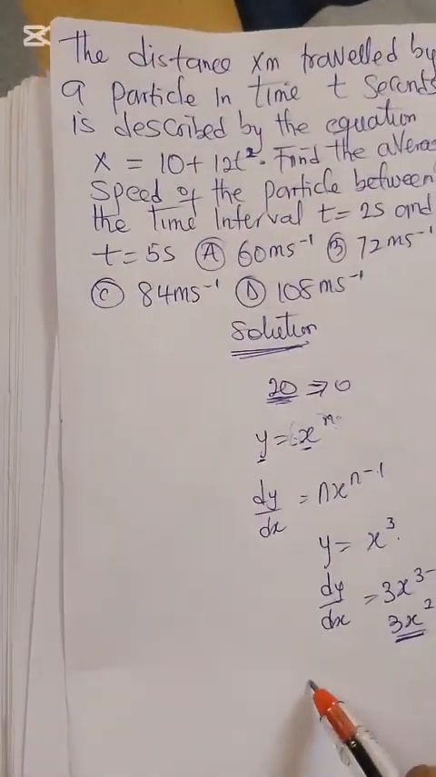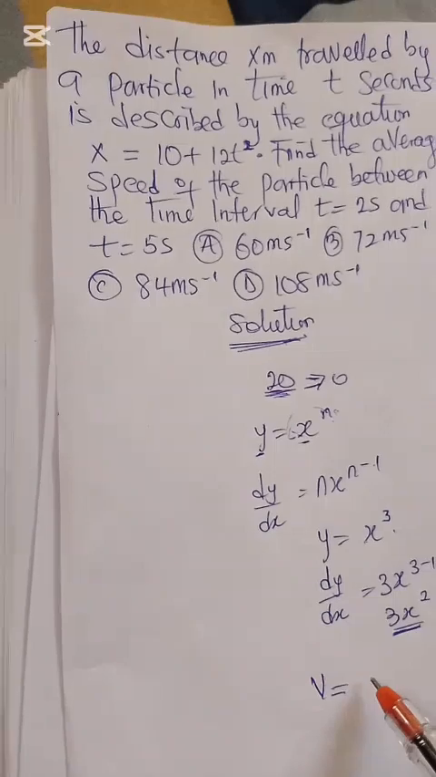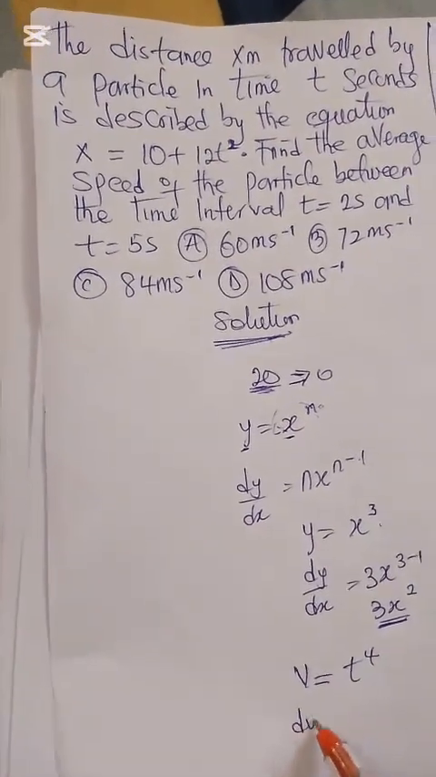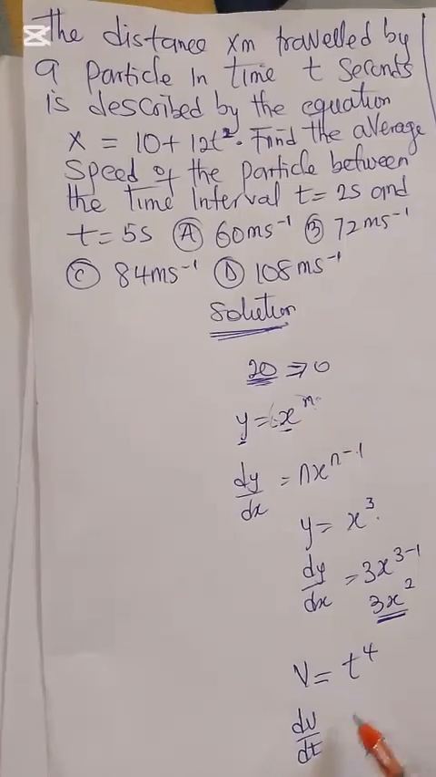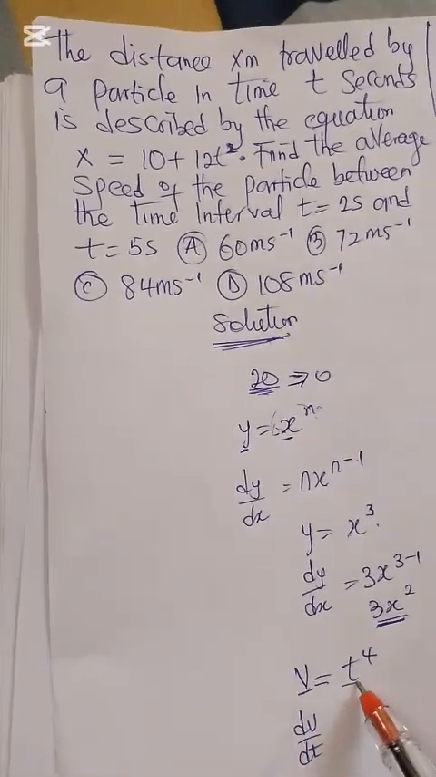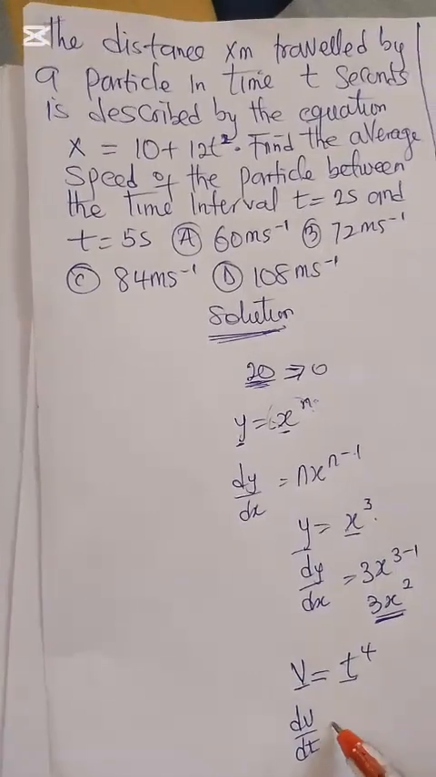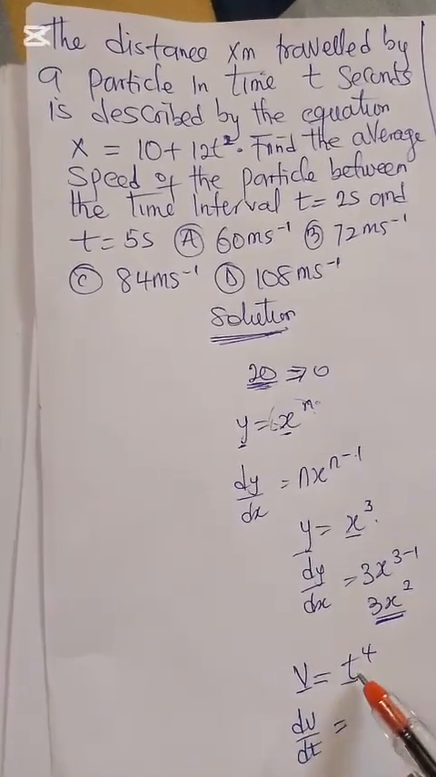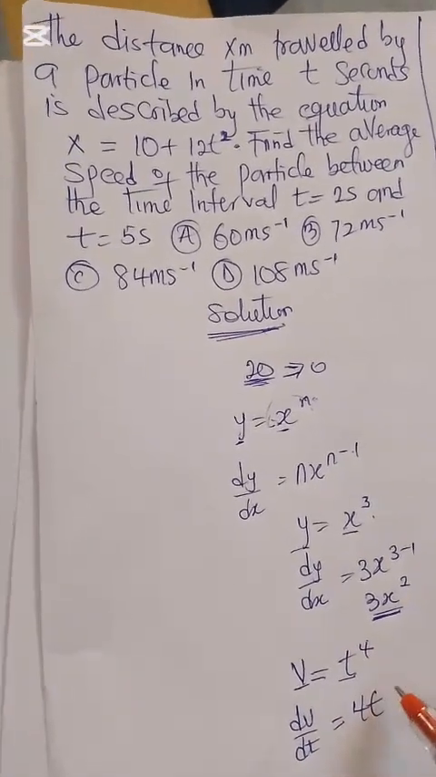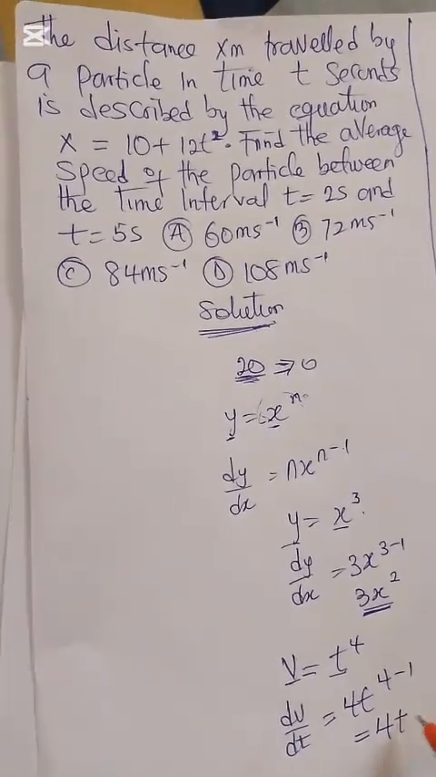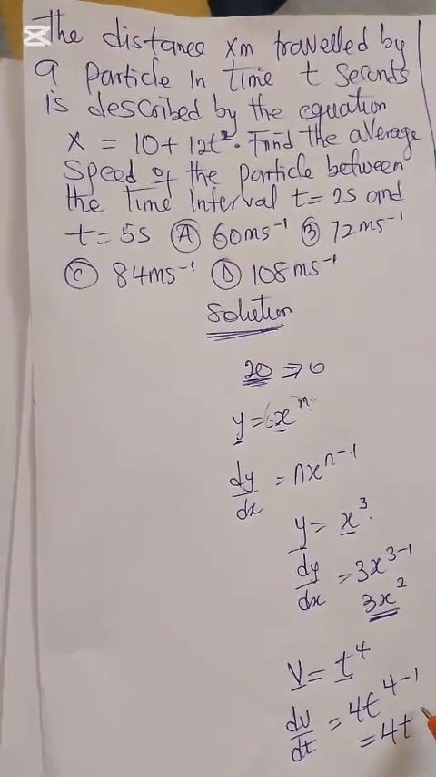If I'm to differentiate something like, let's say, v equal to t raised to power 4, this is something I say dv over dt. So I'm differentiating v with respect to t, but in the other case, I'm differentiating y with respect to x. So this will become 4, come to multiply t, will give us 4t raised to power 4 minus 1, which will be equal to what? 4t raised to power 3. That is how you differentiate.